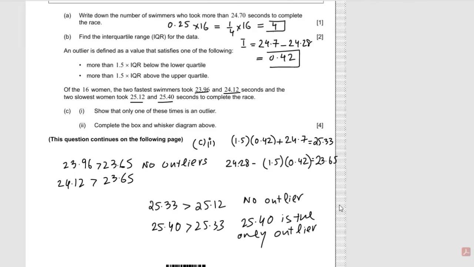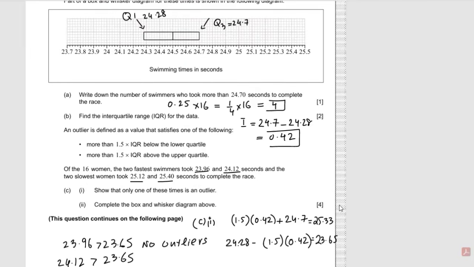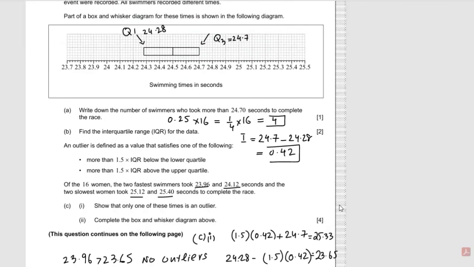Part C2, complete the box and whisker diagram. Since these smallest times are not outliers, they will be part of the data. So let's go to 23.9, 92, 94, 96. That's the smallest time, okay? Let's mark it over here. This is 23.96.